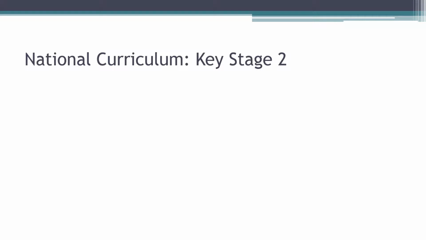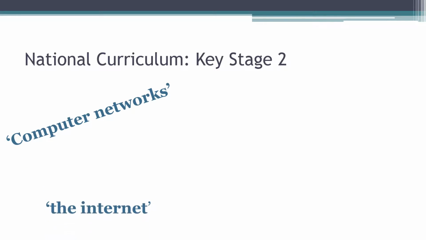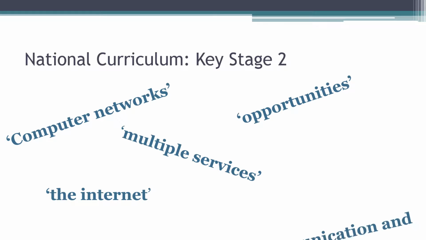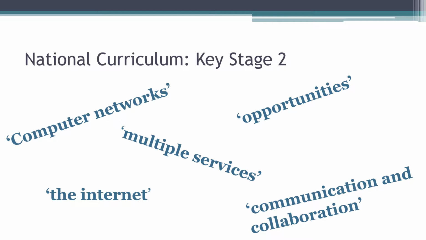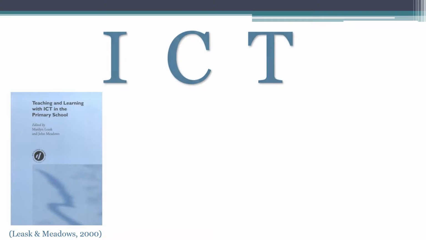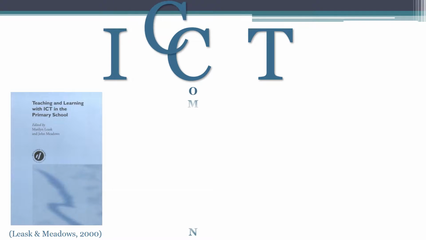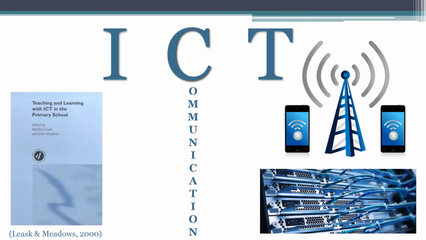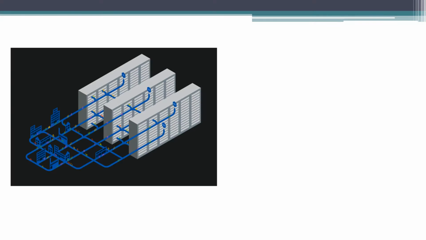In the national curriculum, it states that Key Stage 2 pupils should have the understanding of computer networks, including the internet, and how they can provide multiple services such as the World Wide Web, and the opportunities they offer for communication and collaboration. In Leask and Meadows' edited book Teaching and Learning with ICT in the Primary School, they inform us that the C within the acronym ICT stands for communication. Computers are linked through telecommunication networks, allowing users around the world to communicate with ease. Children must start to understand digital communication infrastructures that are taken for granted by millions of computer users daily.